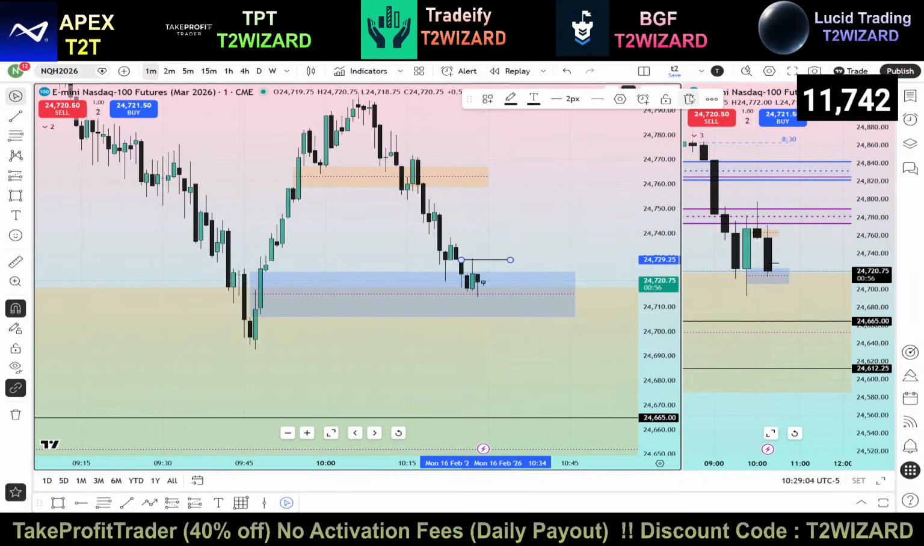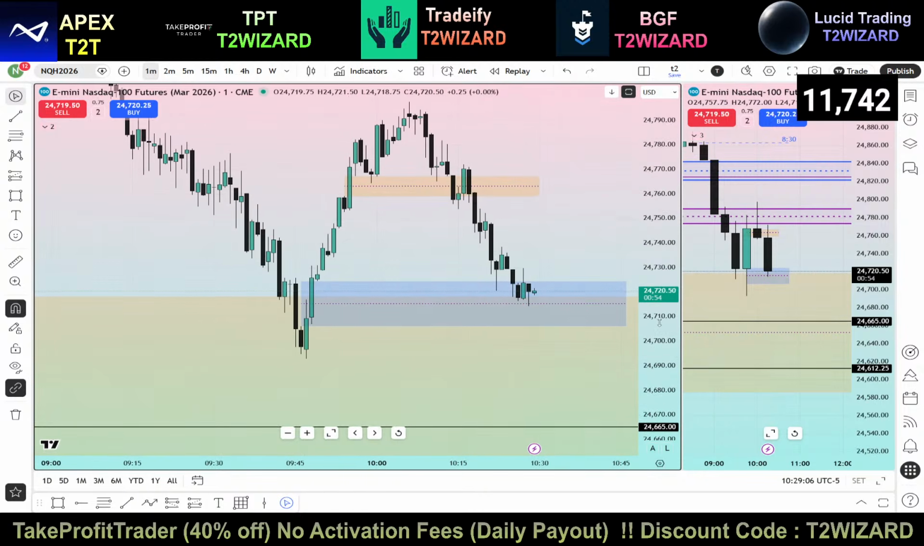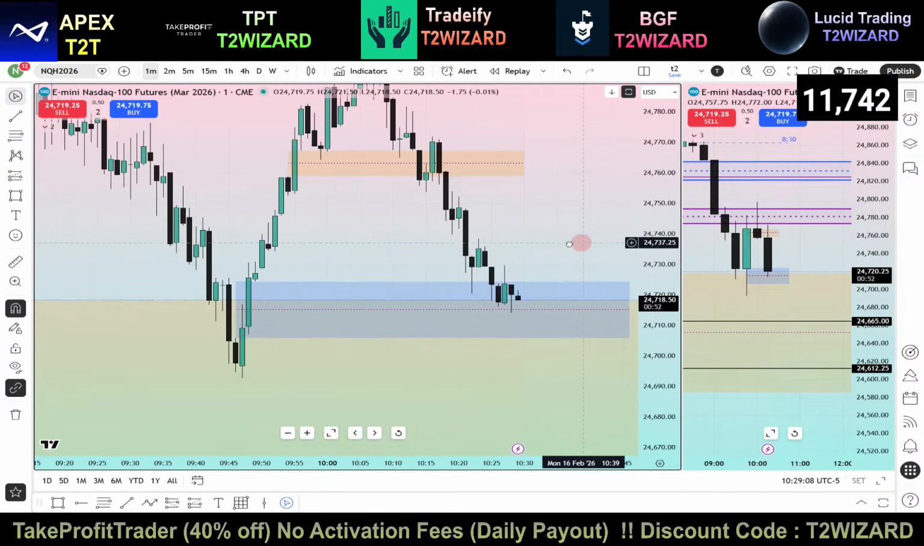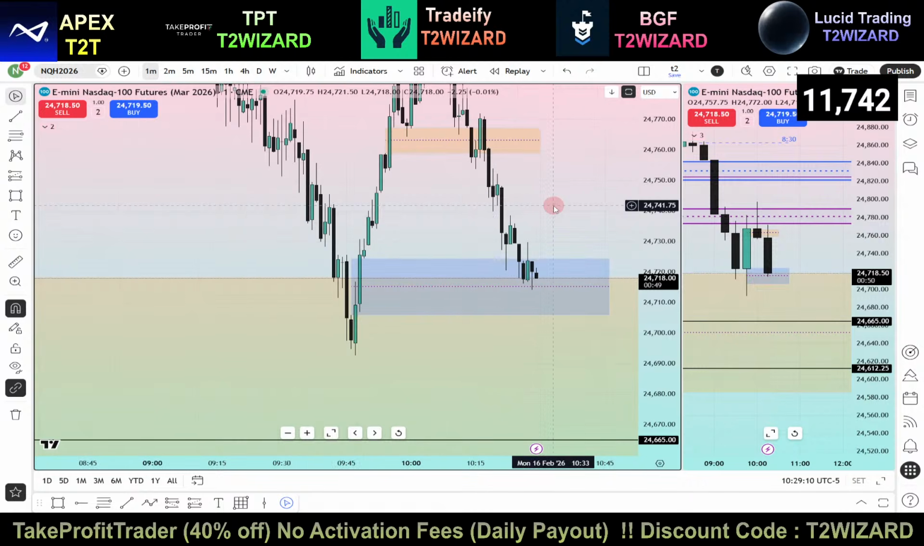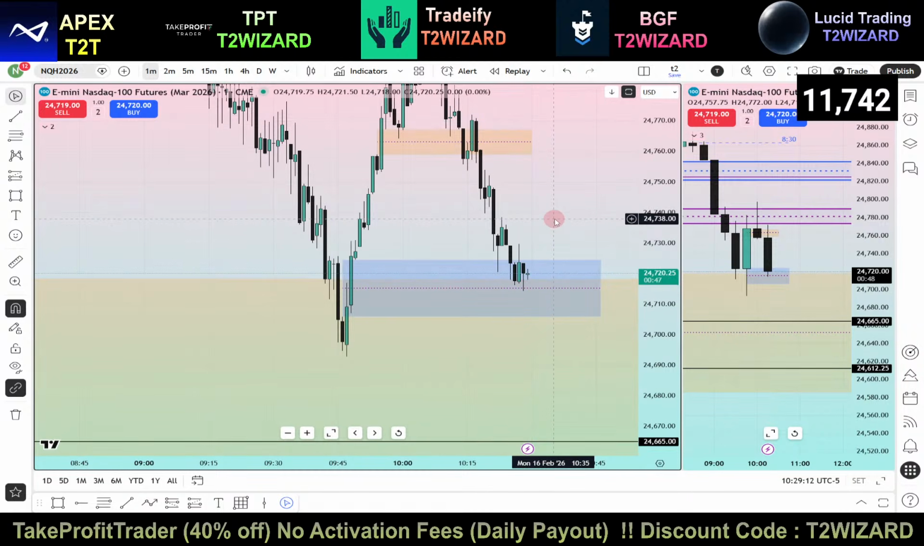Can you please take the sell? No, I'm not interested to take the sell. Even though my bias is not bullish or bearish, I still don't want to take the sell as long as it's not going to confirm that I'm going to fall and trade the deep discounted area.